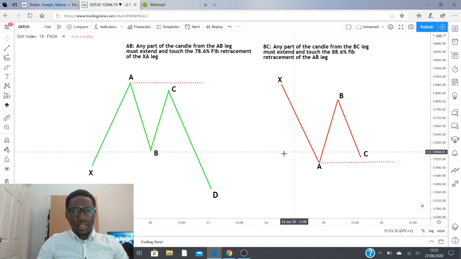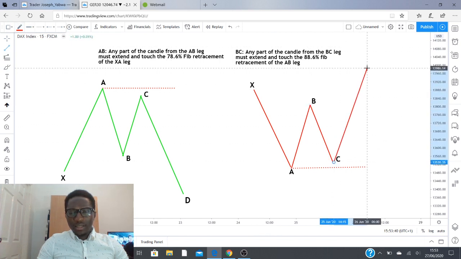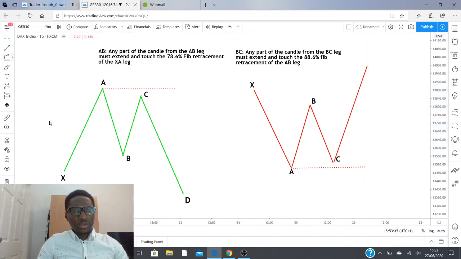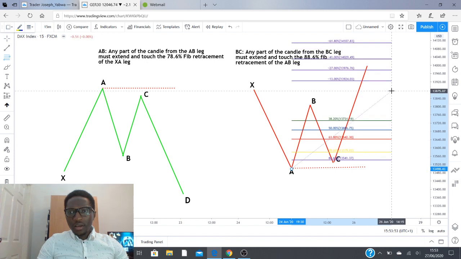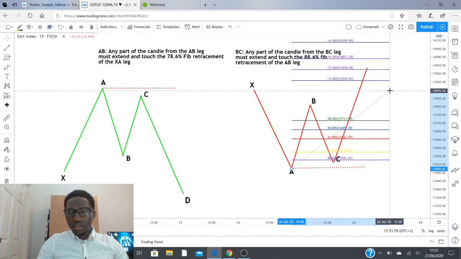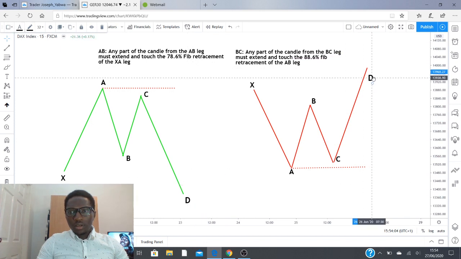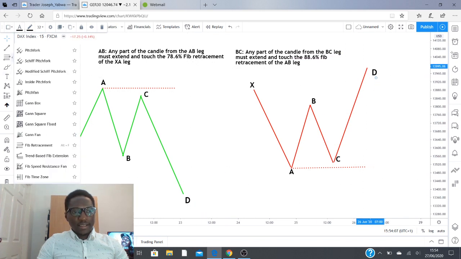So let's do the same thing for the D point of a bearish butterfly pattern. The D point has to extend to at least the 127 extension. So let's bring in our Fibonacci retracement tool, and we're looking at the 127 extension of the X to A leg. You can see it's just a little bit higher. So that's your 127 extension. That's where your D is going to be. Clone this one. That's our D point.